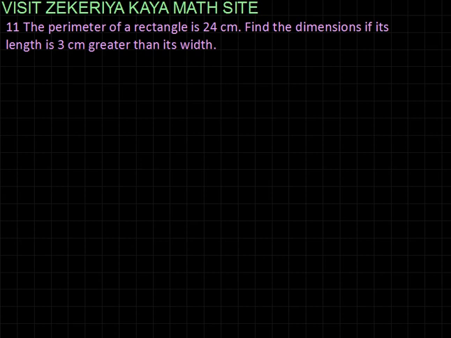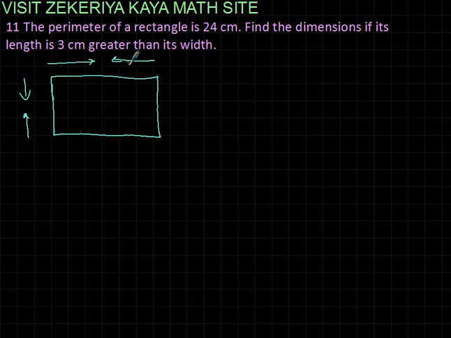And this is the last one. Now everybody, in this question we are talking about a rectangle. You should remember that the rectangle is this kind of shape. We call this part width, this part length.